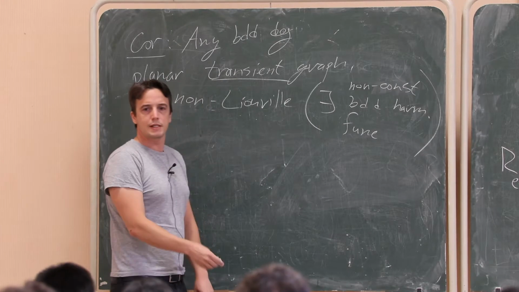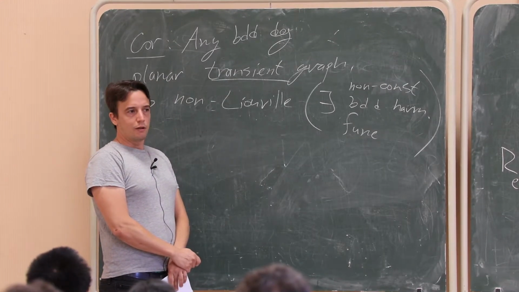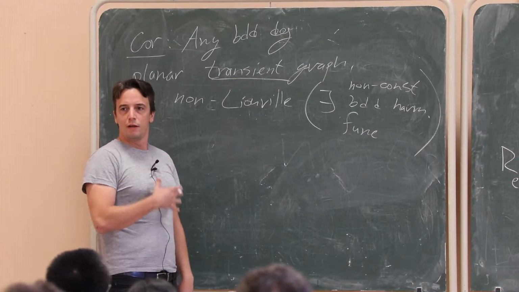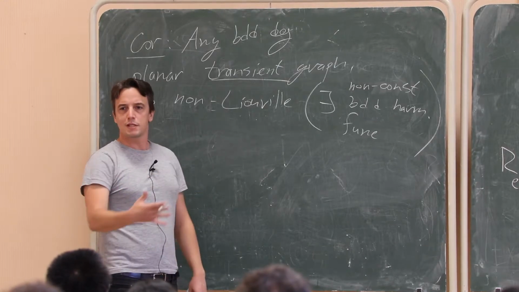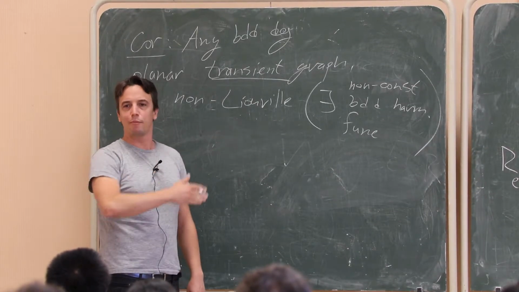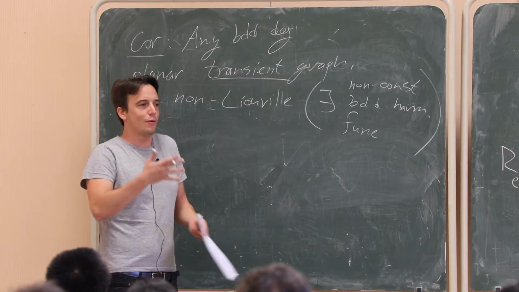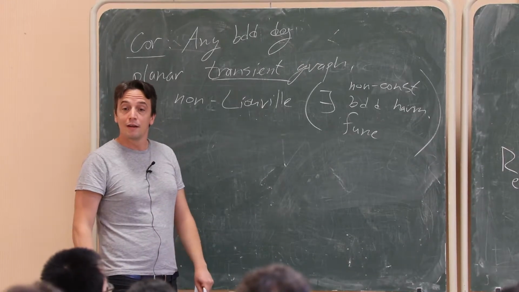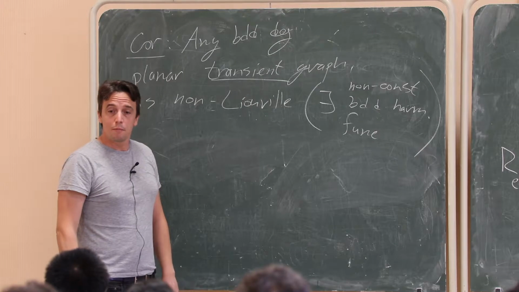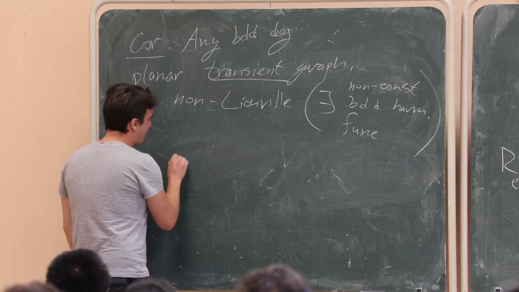Can anyone give me an example? I'm looking for a planar graph that is transient, but somehow I know exactly what's going to happen to the random walk. Sorry? Right, exactly, or something of this form.